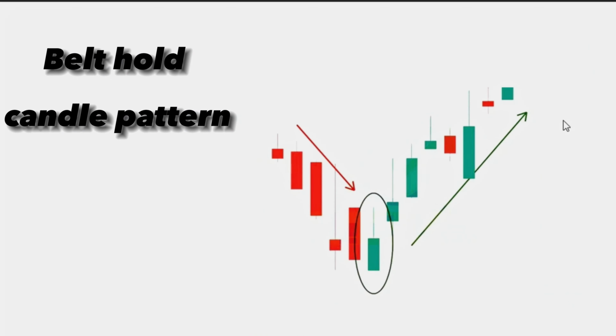Then here we have the belt hold candle pattern. This pattern is a reversal pattern that occurs at the end of a trend, both bullish and bearish. And it's less common in charts, but when it appears, we can expect a powerful reversal. This pattern has a distinctive appearance, usually with little or no lower shadow. The larger the body of this pattern, the stronger its validity.